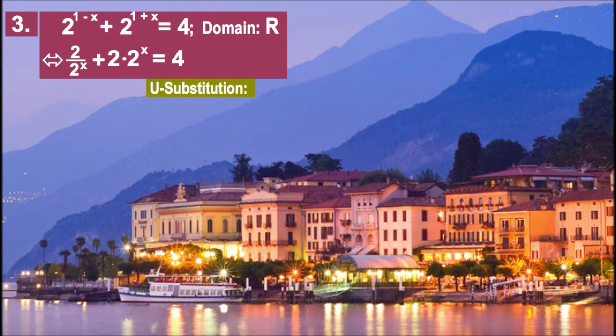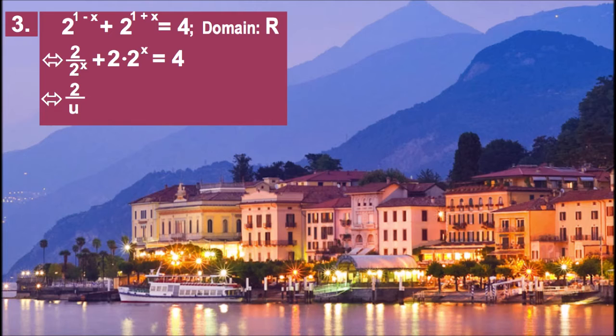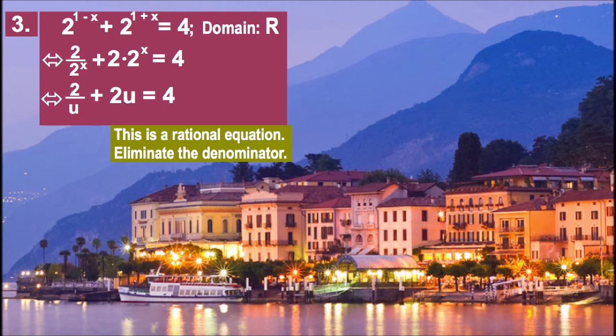Then we want to perform a U substitution. Let u equal 2 raised to the power x, and u is greater than 0. Equivalent to 2 over u plus 2u equals 4. This is a rational equation, so let's eliminate the denominator.